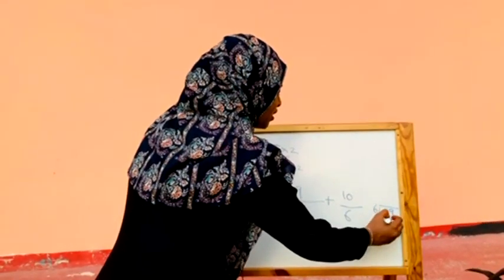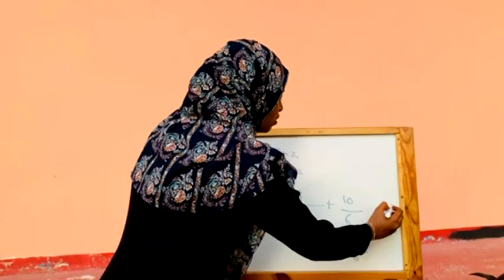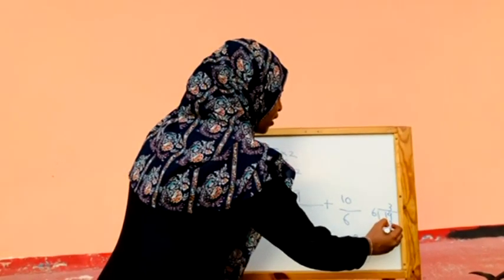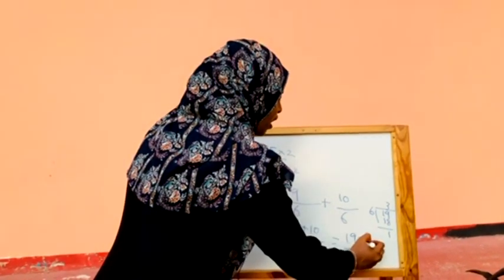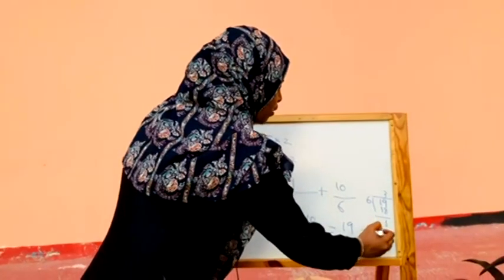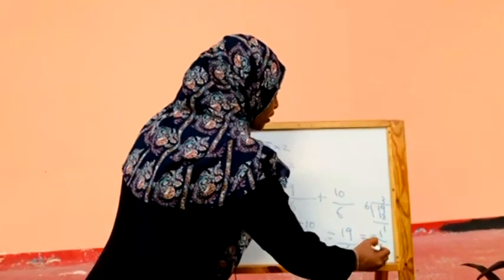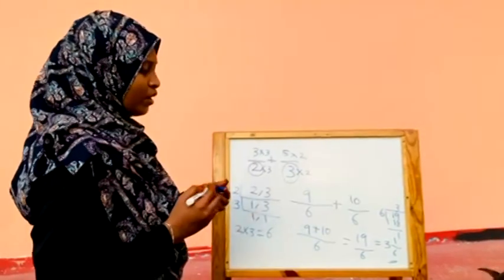6 times 3 is 18. So 19 minus 18 is 1. So the answer is 3 1 by 6. So it is written as a mixed number.